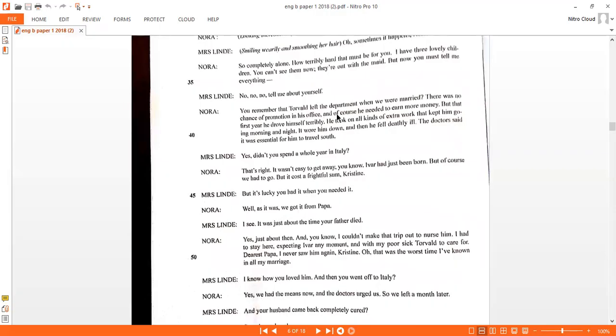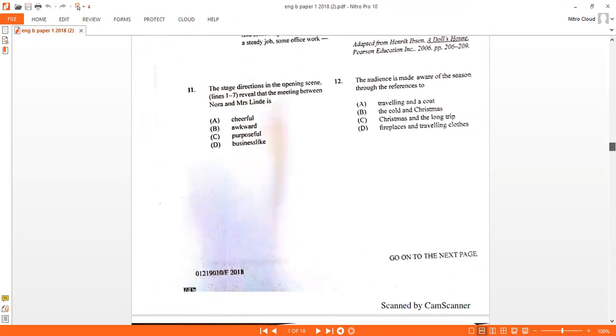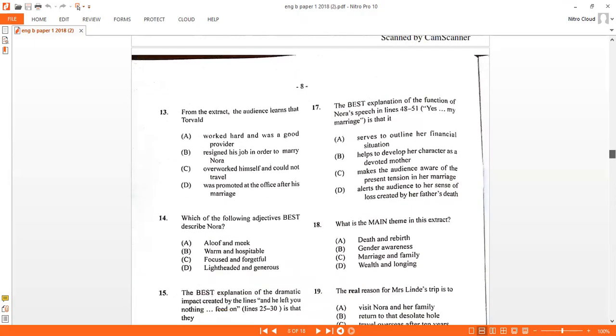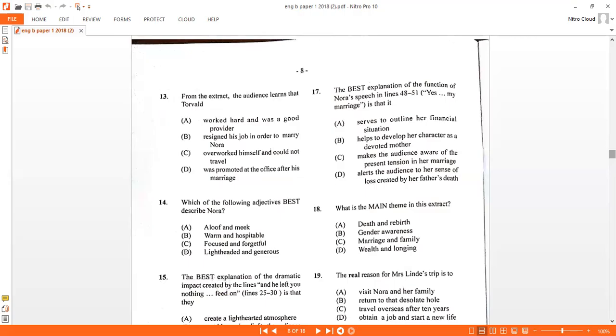And it says, and of course, he needed to earn extra money, but that first year he drove himself terribly. He took on all kinds of extra work, and that kept him going morning and night. So we know that the answer is A. He worked himself and was a good provider. So he left the job and he took on all sorts of jobs so that he could provide for his family. So the answer for number 13 is A.